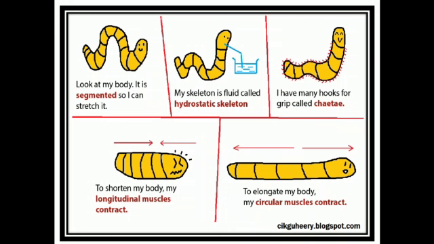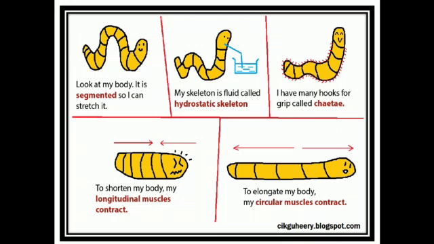Now students, this figure will explain to you the body characters of the annelids and their locomotion. Look at the body of the earthworm, which is segmented, so the earthworm can stretch it. Its skeleton is fluid, called the hydroskeleton, because their outer body is glandular and secretes mucus. And it has many hooks for grip, which are called the setae.